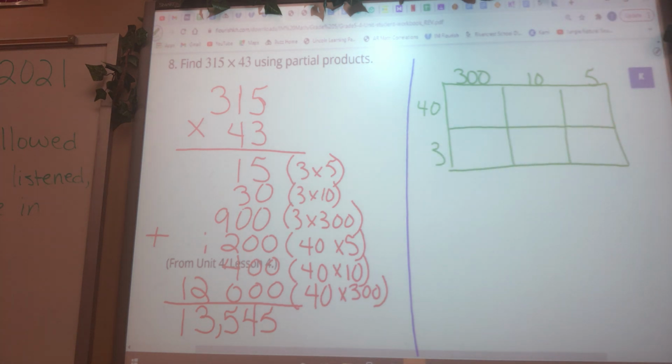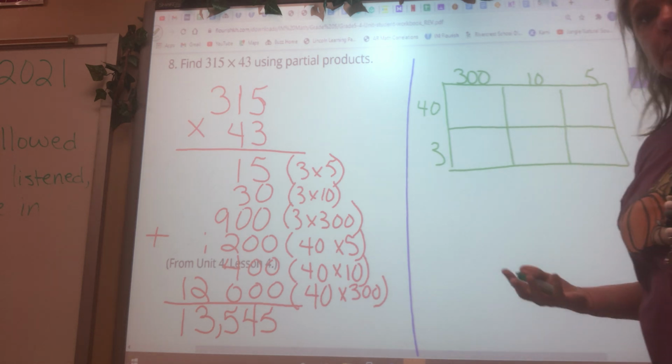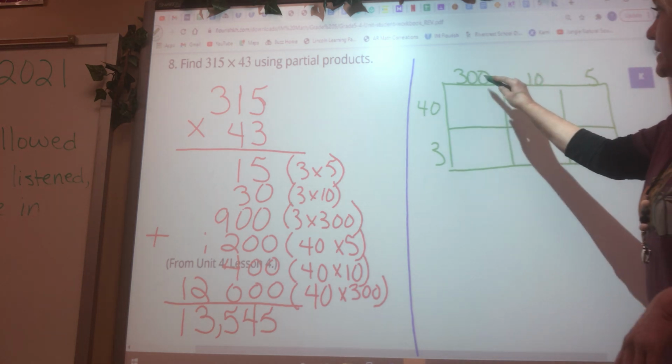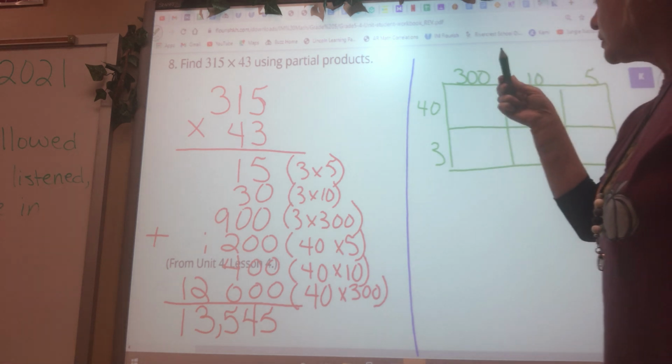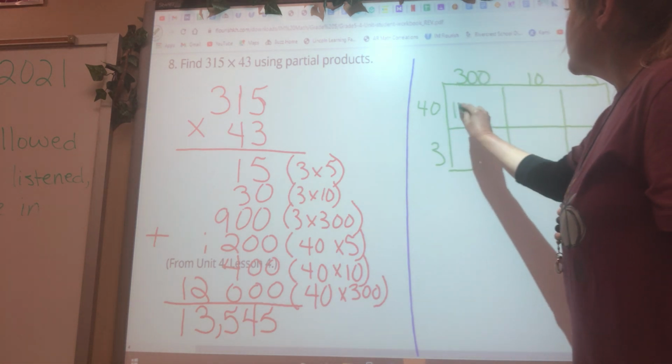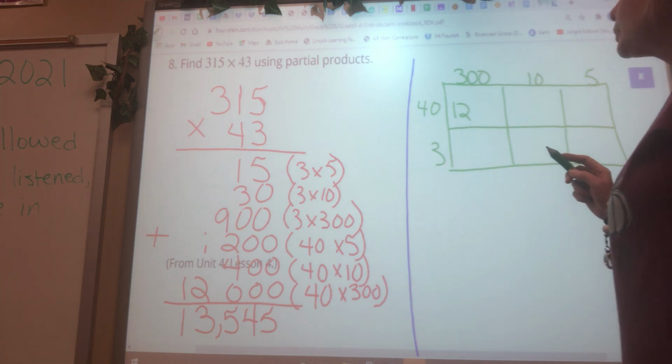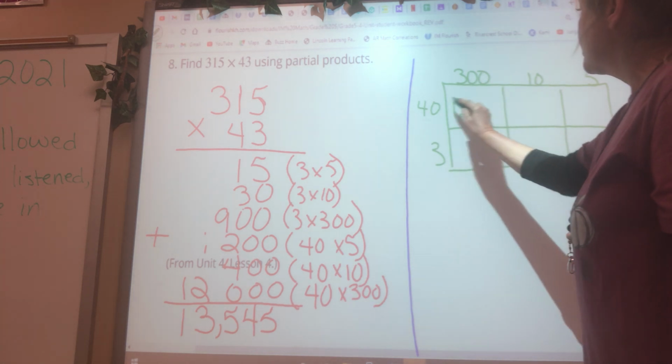Okay, and now what goes in each box? Well, what goes in each box is a partial product. So 300 times 40, quick multiples math, 3 times 4 is 12, and how many multiples of 10? 1, 2, 3.